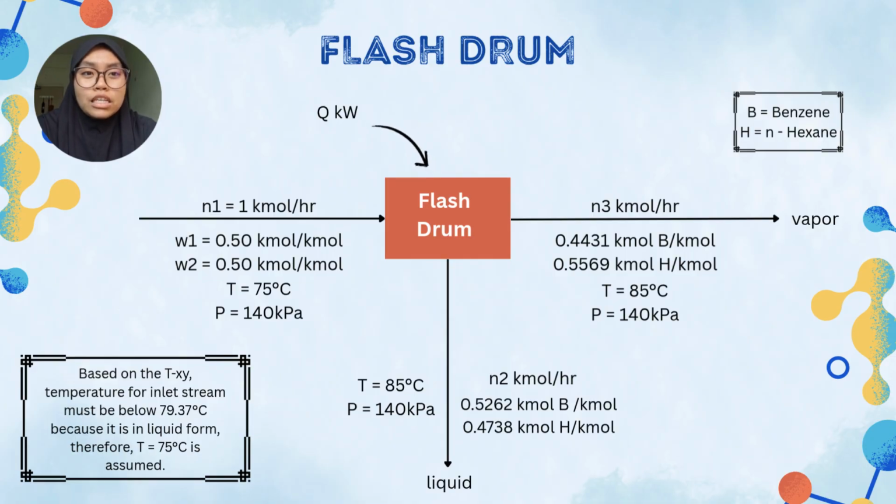Based on our earlier TXY diagram, a mixture with this composition will remain completely in liquid form as long as the temperature is kept below 79.37 degrees. Therefore, we have assumed an inlet feed temperature T of 75 degrees C at pressure of 140 kPa. Inside the flash drum, heat energy Q is added to partially vaporize the mixture, bringing the system to a temperature of 85 degrees C at 140 kPa. This causes the stream to split into two phases, which is vapor and liquid with mole fraction calculated before.